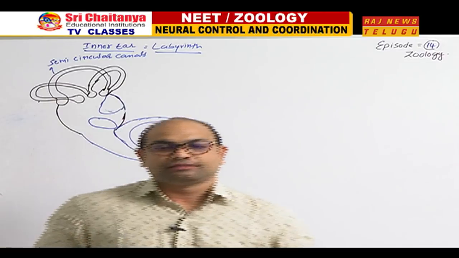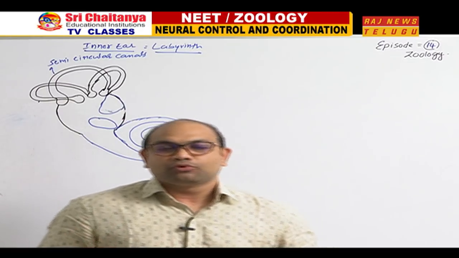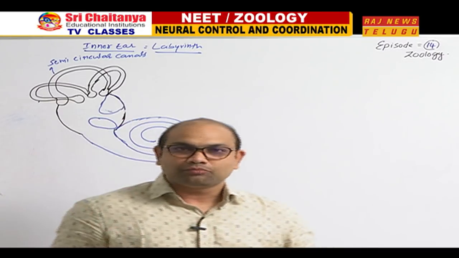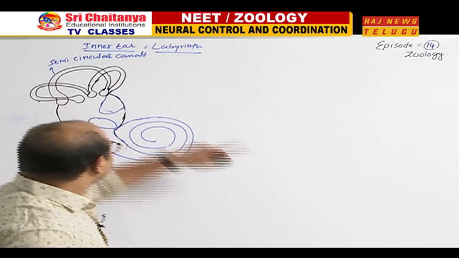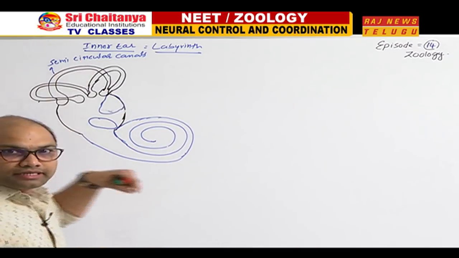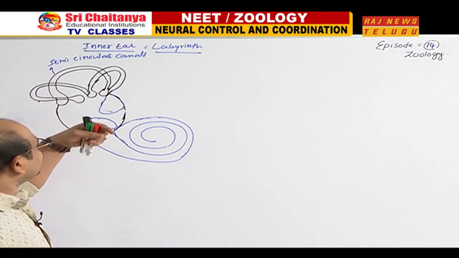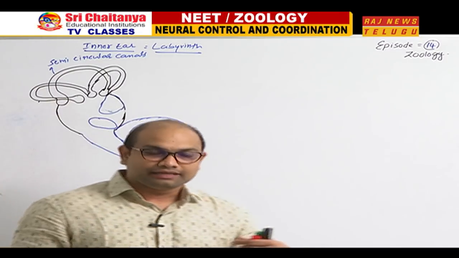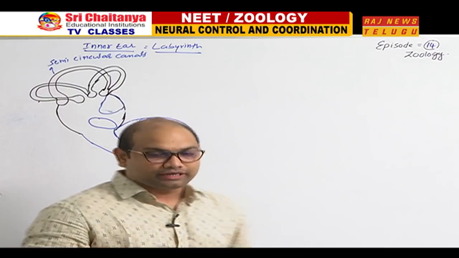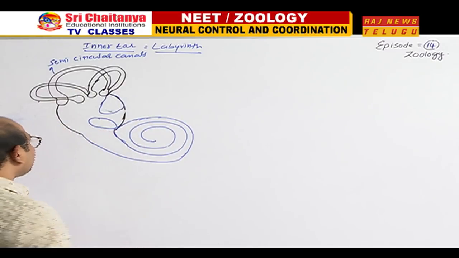In the last class, I was discussing the inner ear and I have completed the semicircular canals. So, these are semicircular canals, and today I want to continue with this inner ear topic and discuss the other parts of the inner ear like vestibule and cochlea. So, let me discuss one by one.